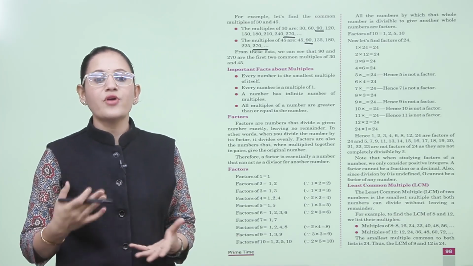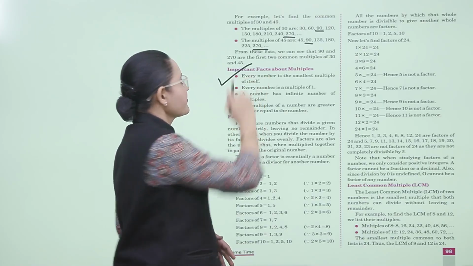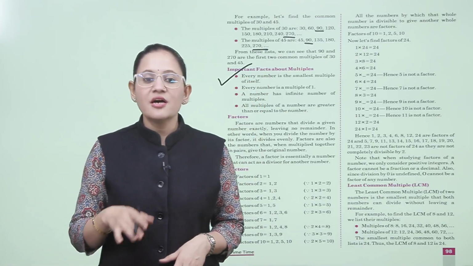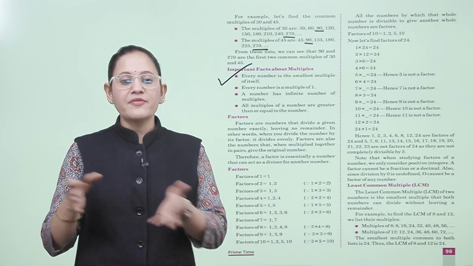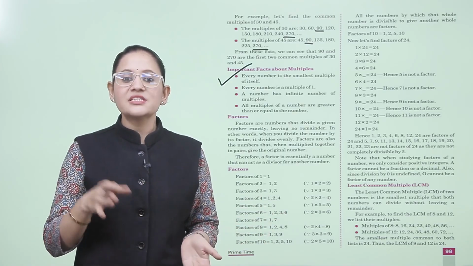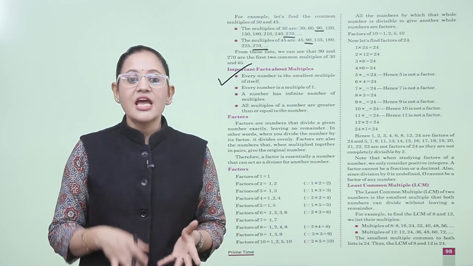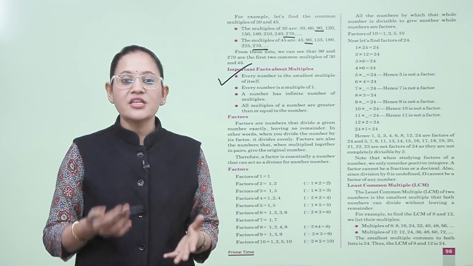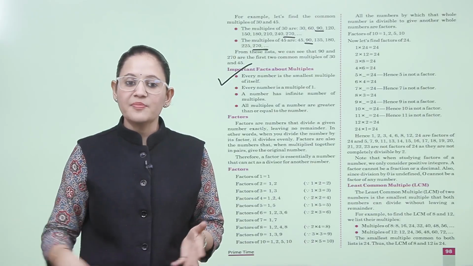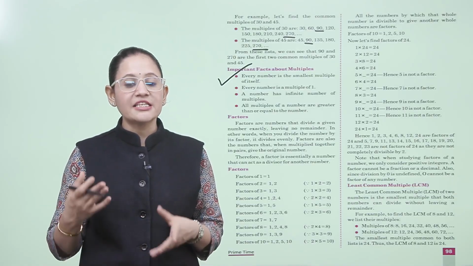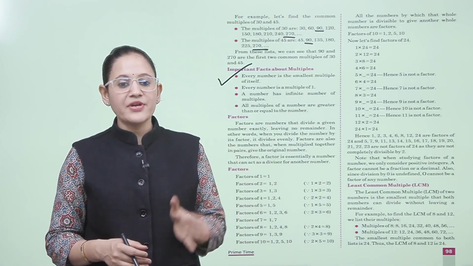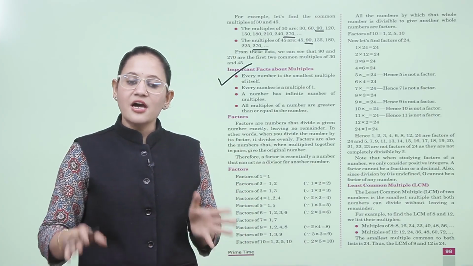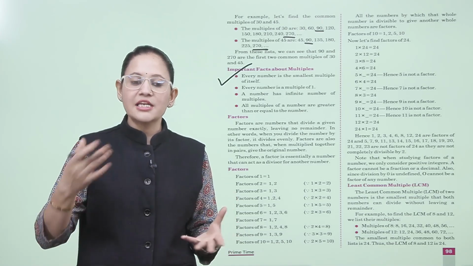Next are some important facts about multiples. Every number is the smallest multiple of itself. Like 4 multiplied by 1 is 4. So every number is the smallest multiple of itself. Every number is a multiple of 1. A number has an infinite number of multiples. All the multiples of a number are greater than or equal to the number. So the smallest or least multiple of any number is the number itself, and all other multiples would be greater than that.